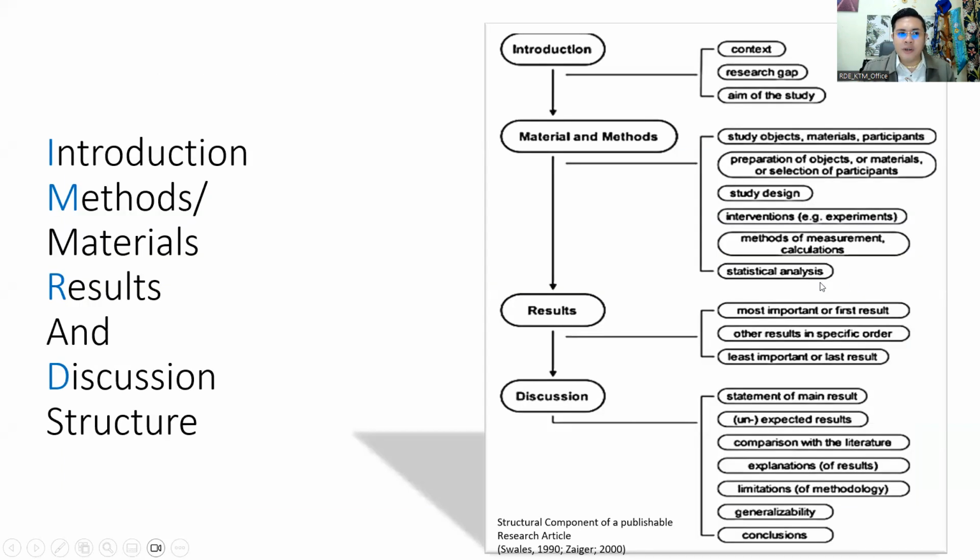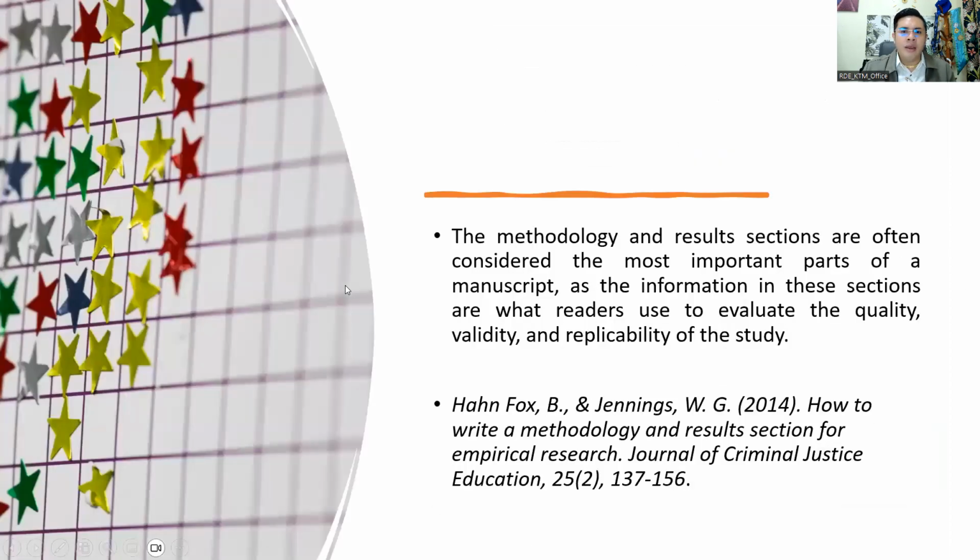Looking back at the structure of the IMRAD format, which stands for the introduction, methods, results, and discussion structure, the methodology and results are often considered the most important parts of a manuscript, as the information in these sections is what readers use to evaluate the quality, validity, and replicability of the study. That is according to Fox and Jennings in 2014.